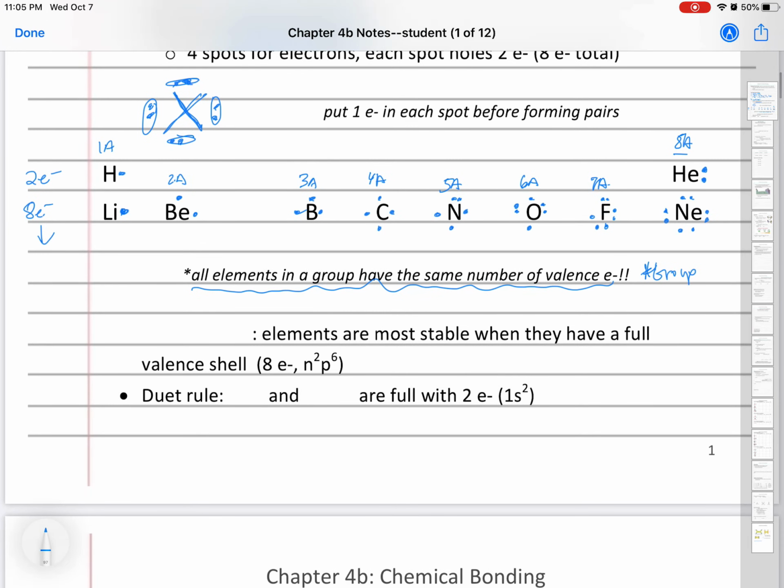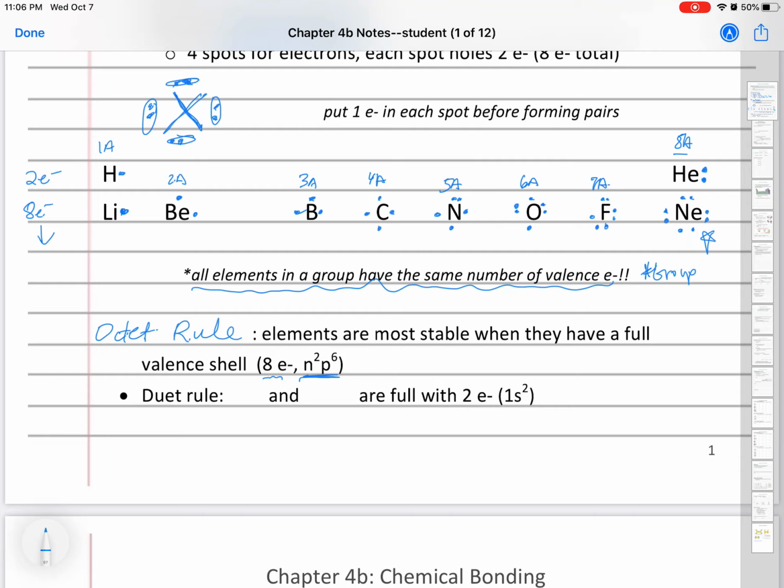Alrighty, so of course we know that elements are most stable when they have a full valence shell. The noble gases are incredibly stable, and basically all other elements really want to be like the noble gases and have a full valence shell. So they follow what's called the Octet Rule, which we mentioned already, but it's always good to reinforce, all right? That elements are most stable when they have a full valence shell, and that for pretty much all elements, that is when they have 8 valence electrons, when they have that electron configuration that ends in n2p6.